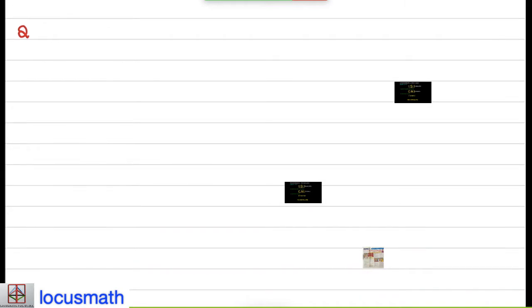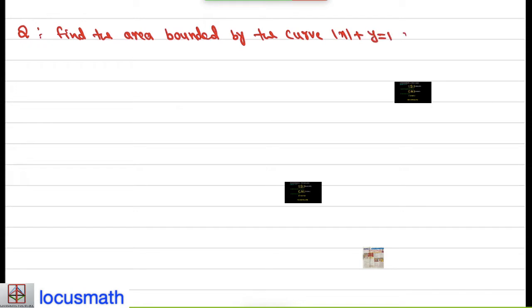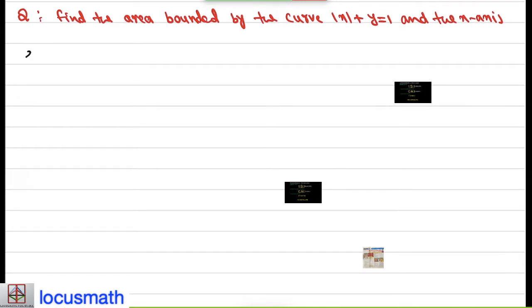Find the area bounded by the curve mod x plus y is equal to 1 and the x-axis. This is the question. Solution. The given curve is mod x plus y is equal to 1.